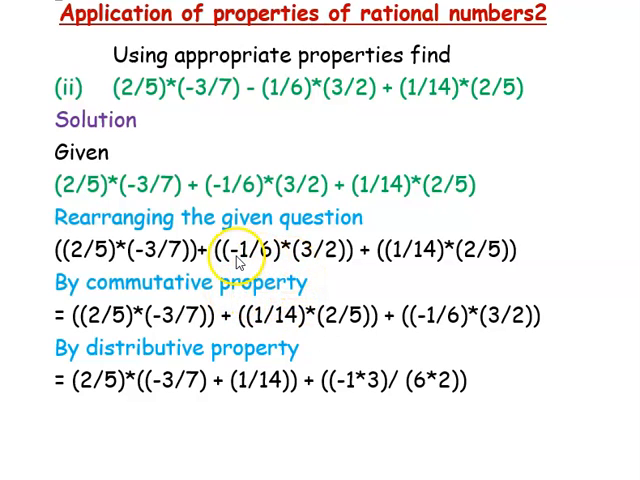Since it's an addition, we are going to apply the commutative property of addition, that is a + b = b + a. So now we are interchanging the second term and third term. The first term we write as such, 2/5 × (−3/7) plus 1/14 × 2/5 plus (−1/6) × 3/2.